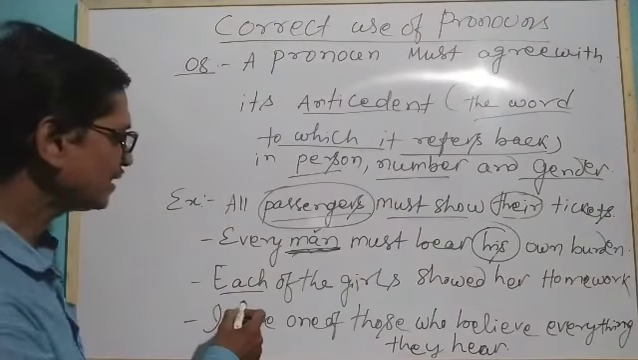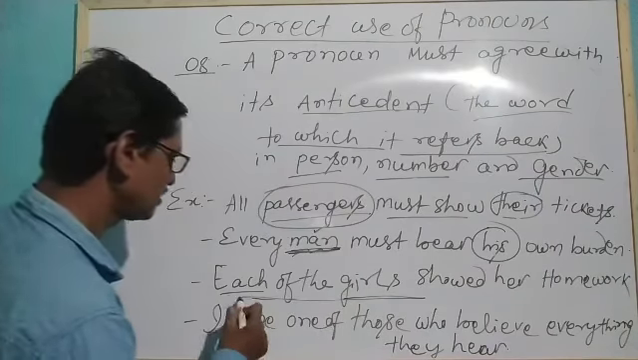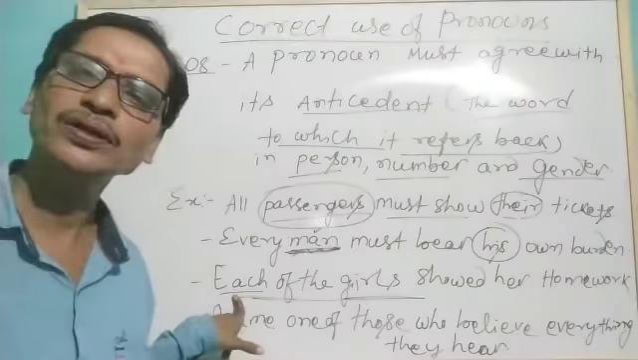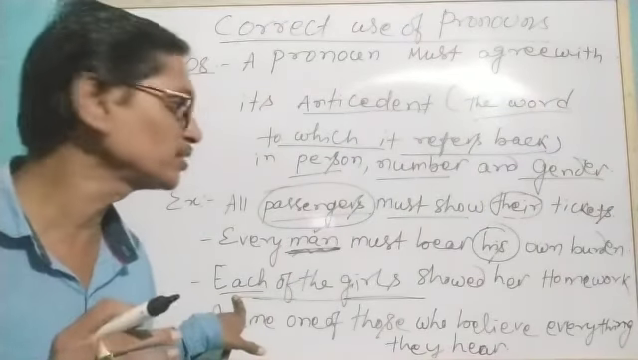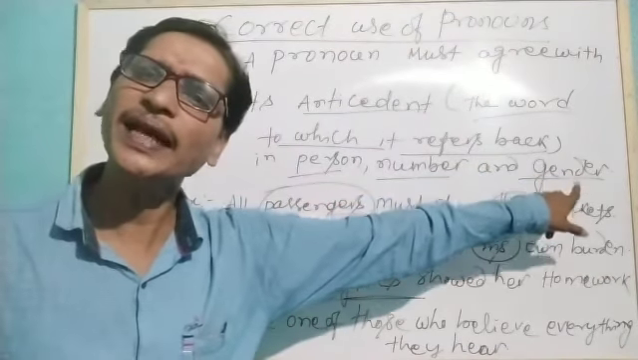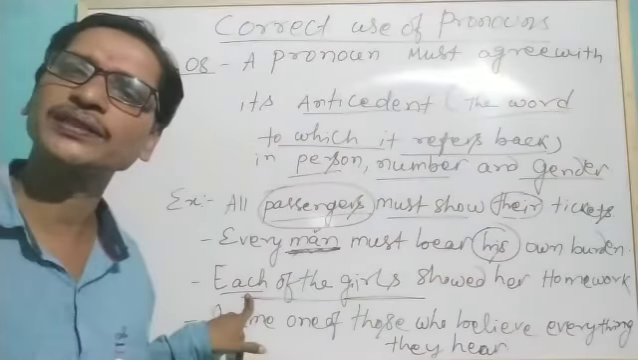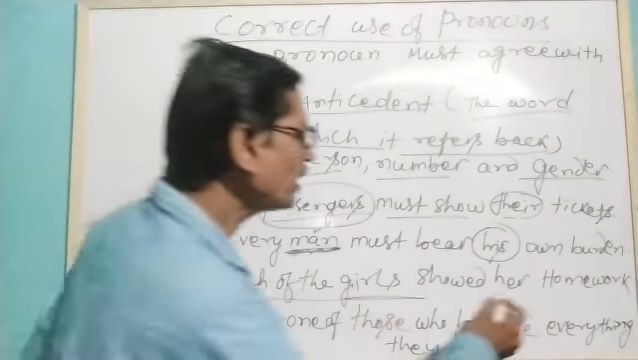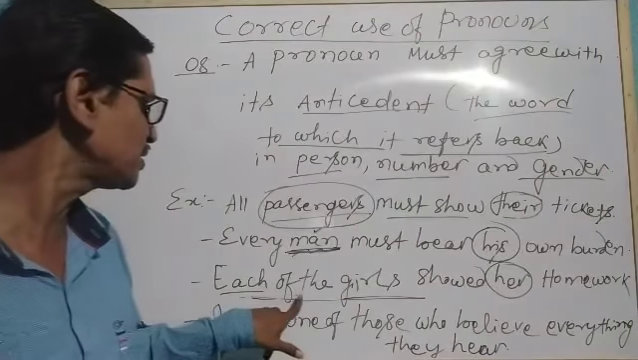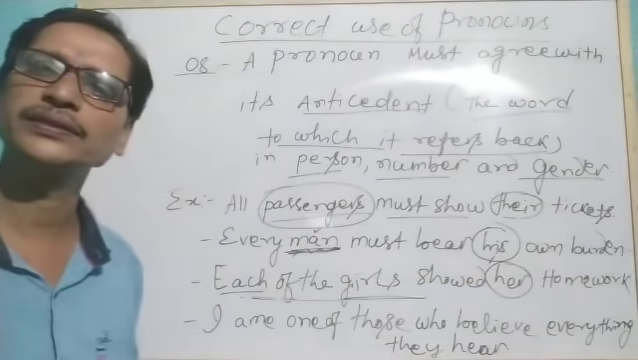Next you see, each of the girls. Here you see, each of the girls. So each of the girls here refers to the singular number, and again its gender is feminine gender, and as for person, it is third person. So therefore we have used the pronoun her. Understand? So each of the girls showed her homework.